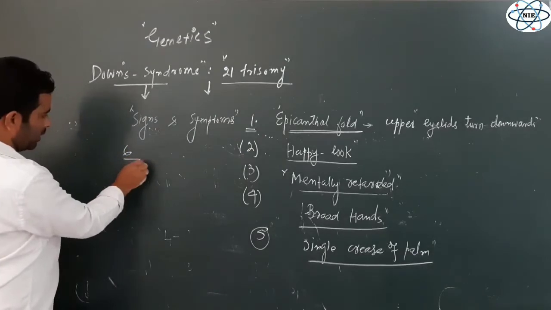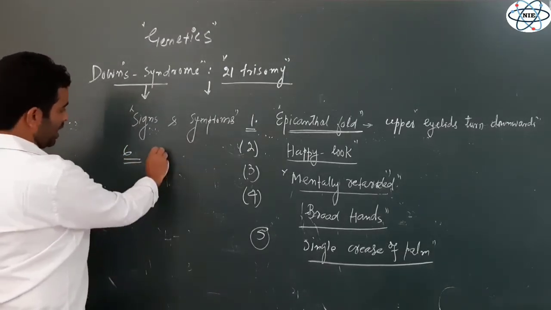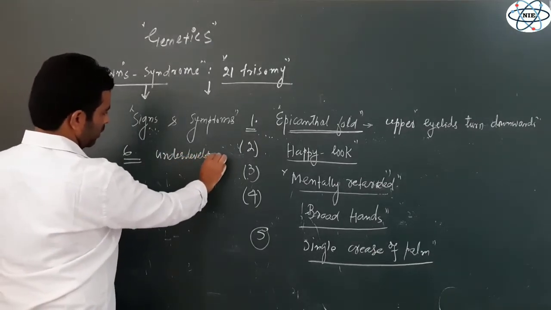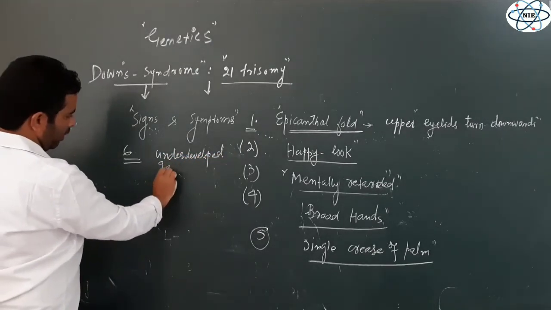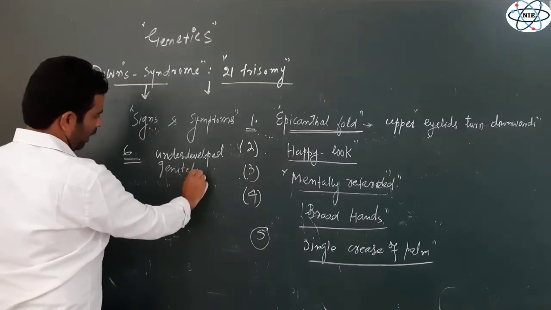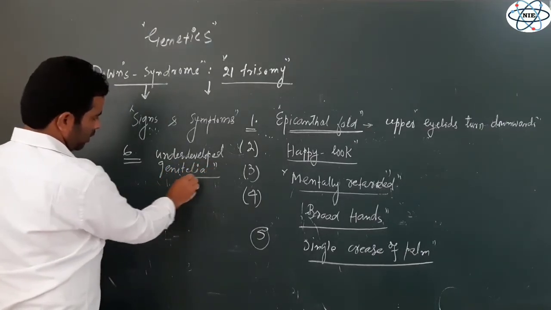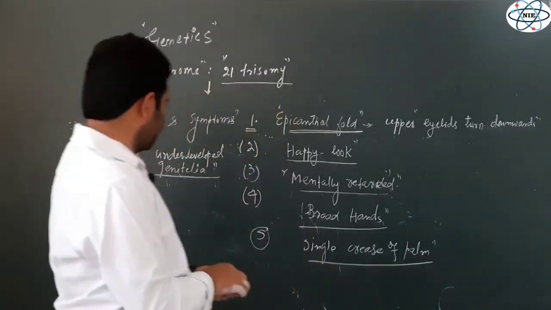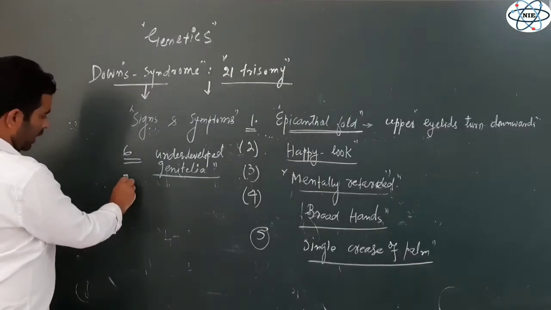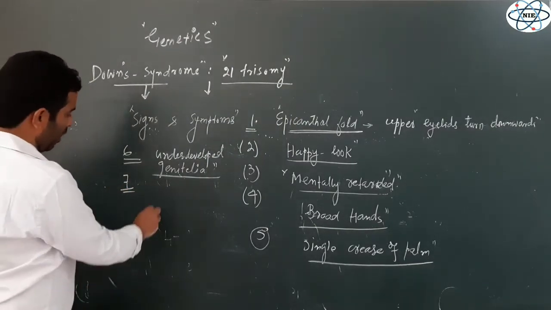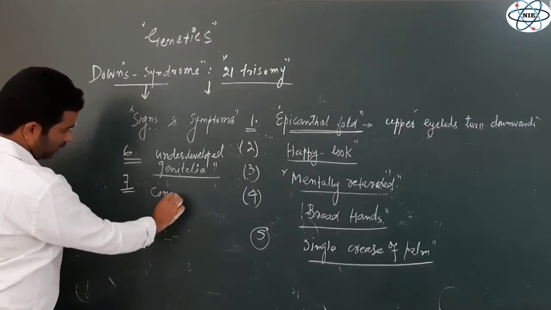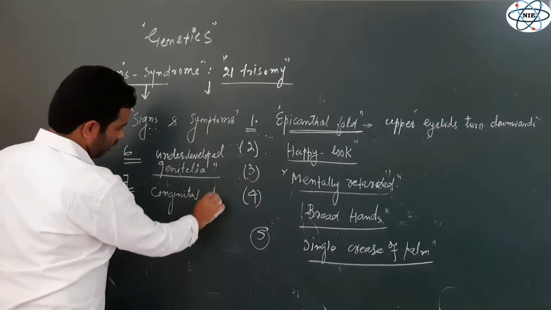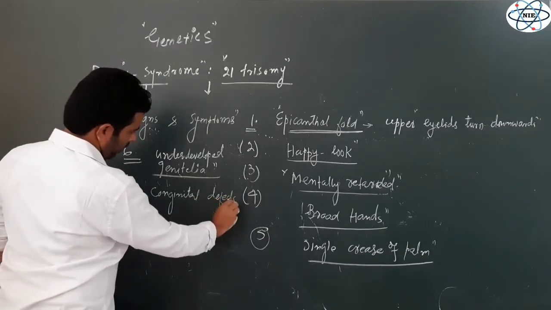The 6th one is that these individuals have underdeveloped genitalia, whether male or female. Now, one more sign is that these individuals have congenital defects of the heart, from birth.